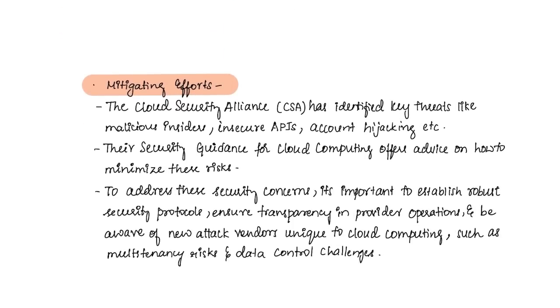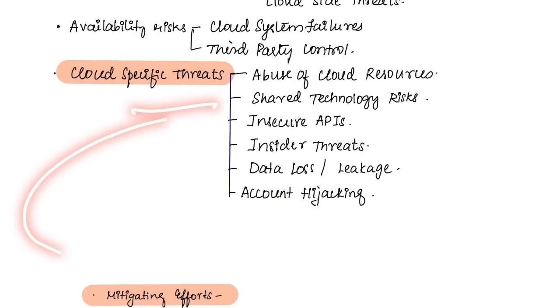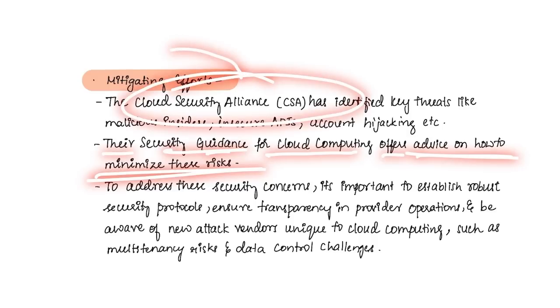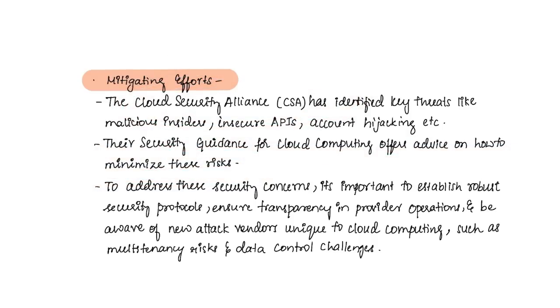How do you overcome these? So the Cloud Security Alliance (CSA) has identified key threats like malicious insiders, insecure APIs, account hijacking, and all of these. All of these are cloud-specific threats. Their security guidance for cloud computing offers advice as to how to minimize these risks. And to address these security concerns, it is very important to establish robust security protocols.